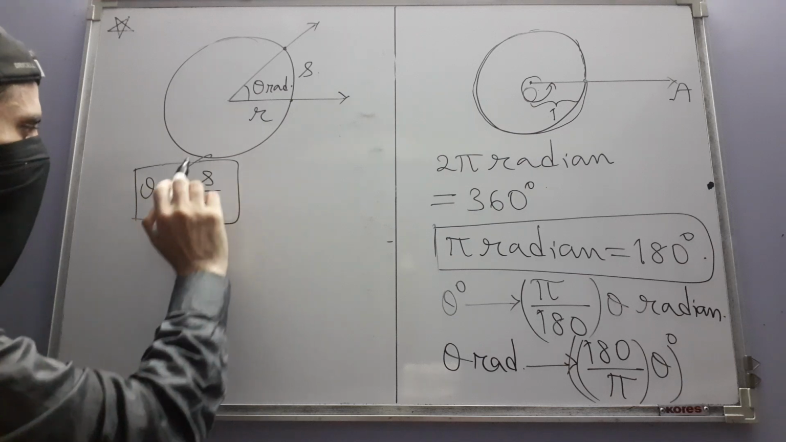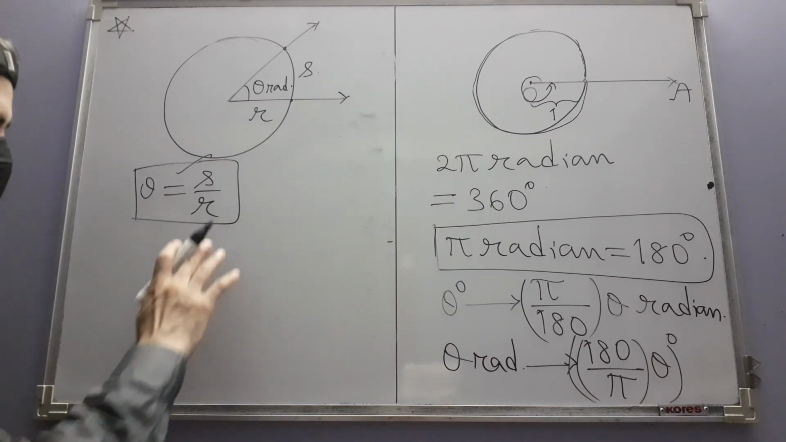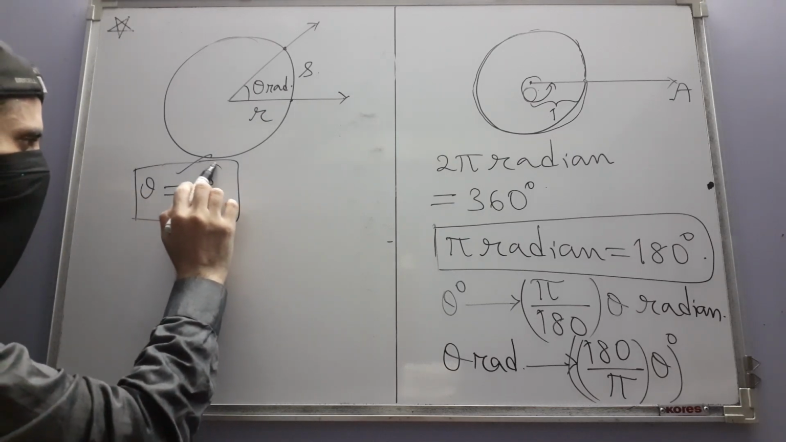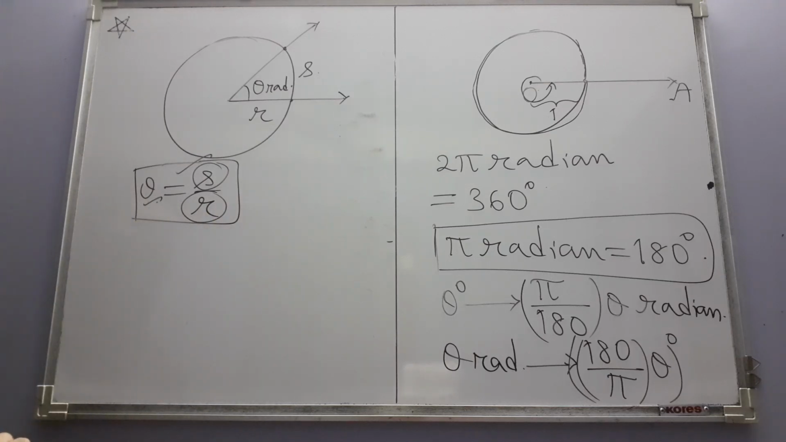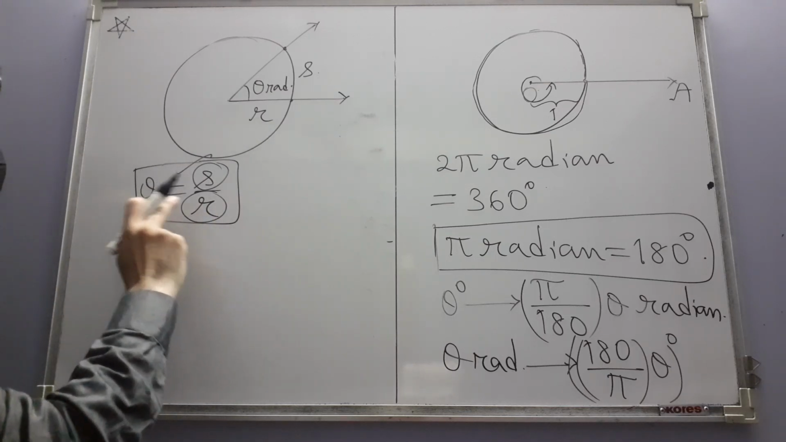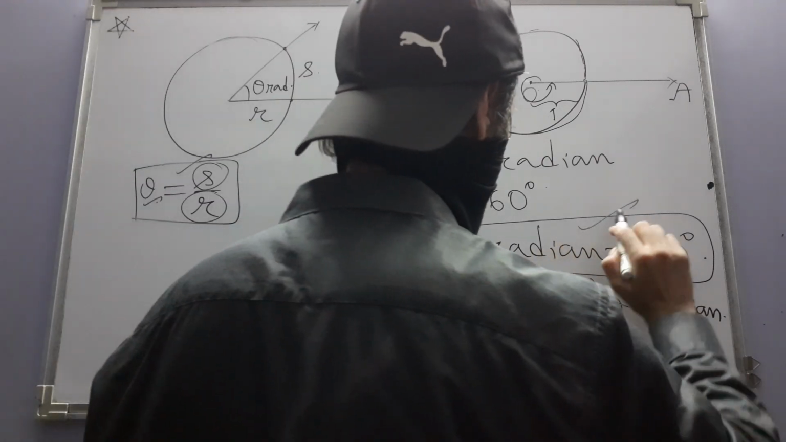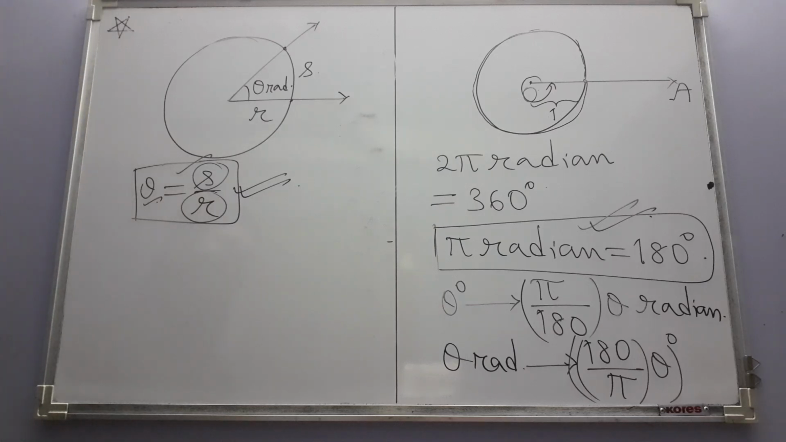So using this relation, there will be some problems. Say theta and s are given, you have to find r, but that is rarely asked. Usually you will be given directly, say s and r, you will have to find theta. Or say you will be given theta and r, you will have to find s. Okay, so this you need to remember.